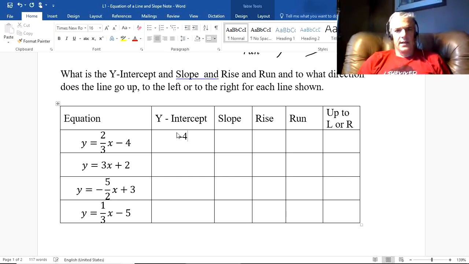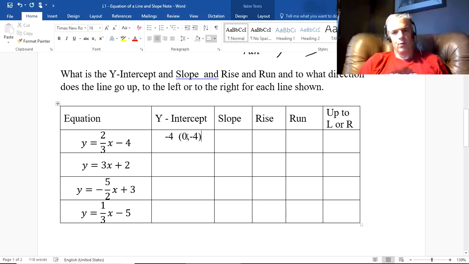And -4 can also be written as a point, because essentially what it is, y-intercept is where it crosses the y-axis, and that's a point, and that's (0, -4). I don't care whether you write the answer as just -4 or you write it as this format. I generally give the answers in this format as opposed to just -4, but it really doesn't matter to me.